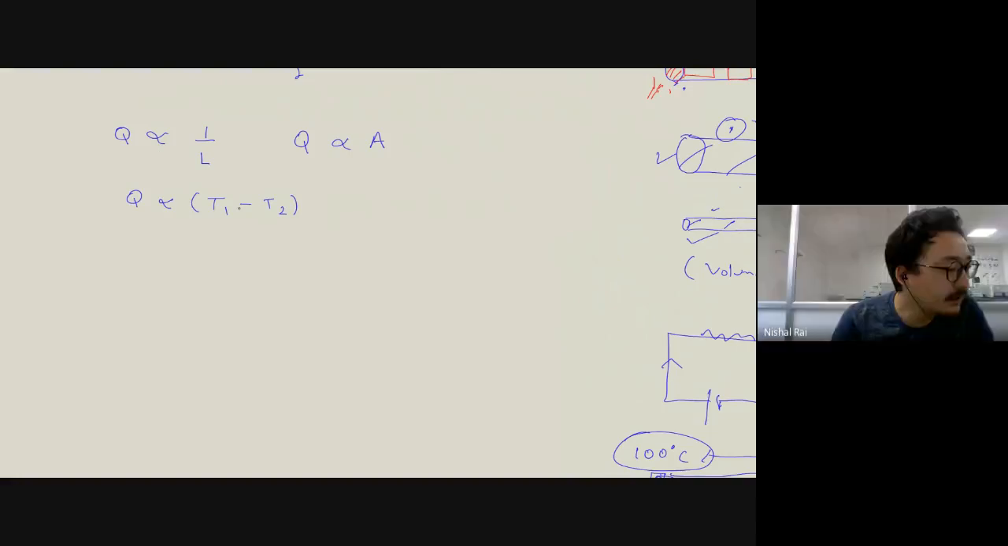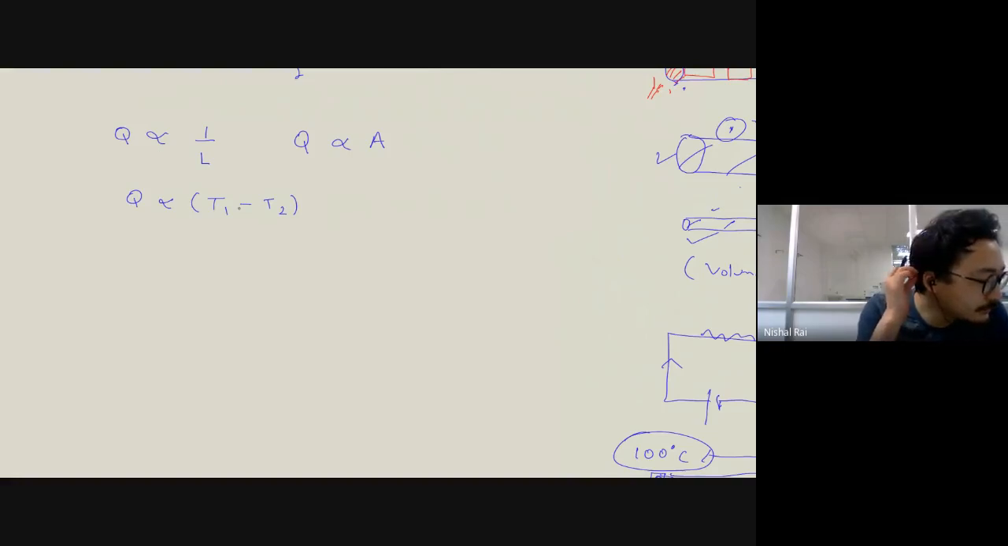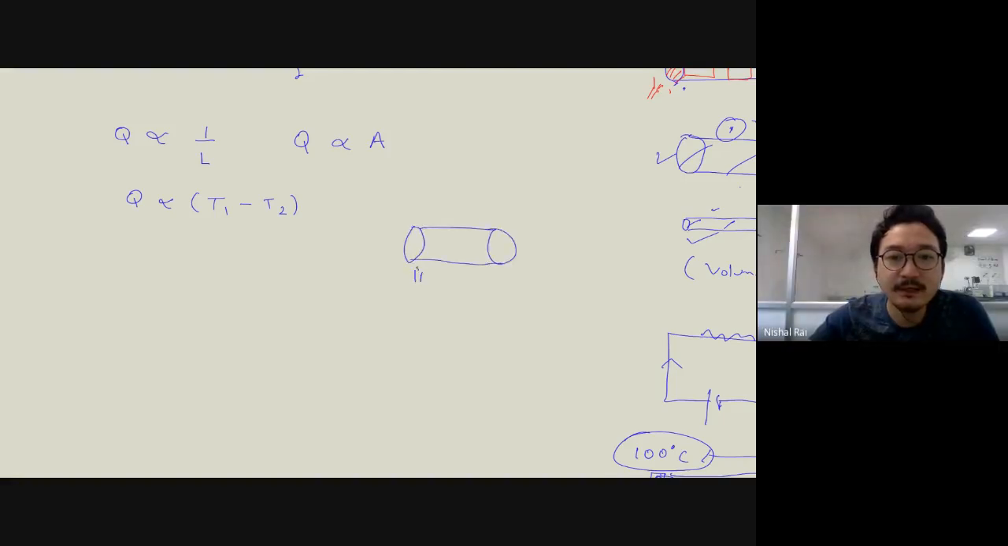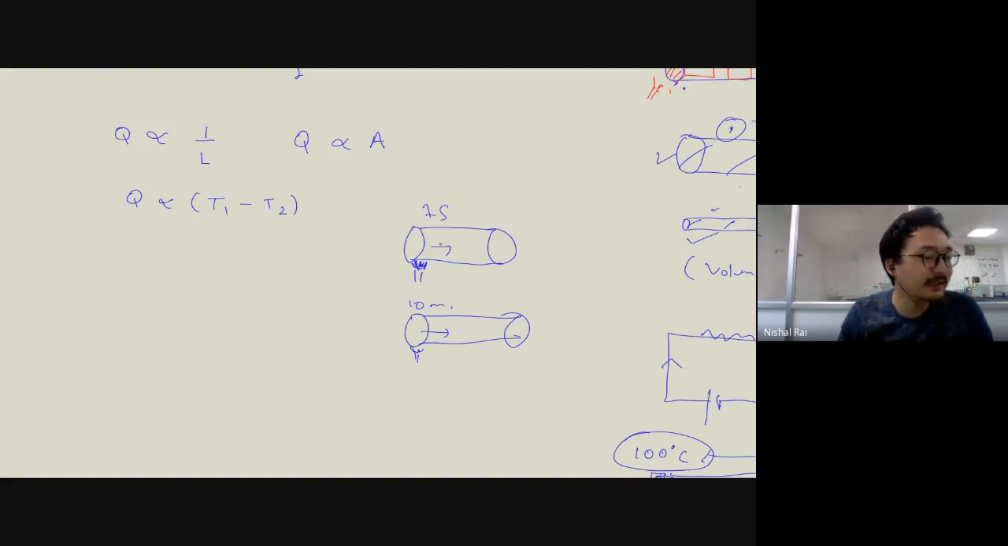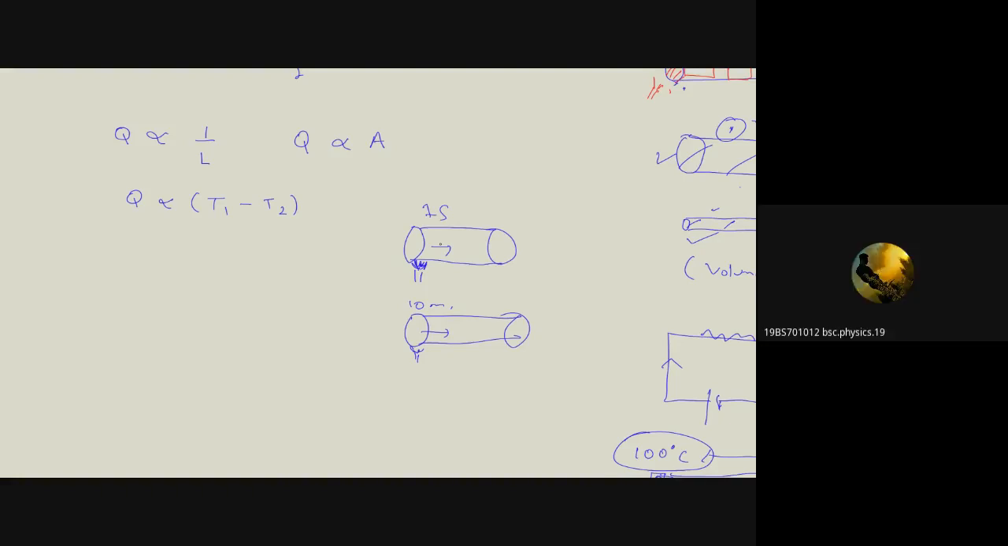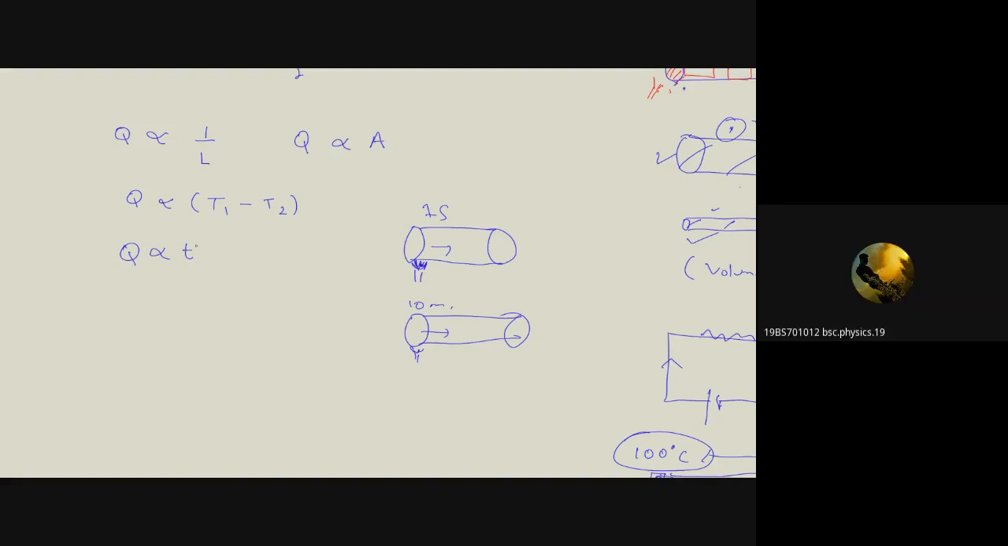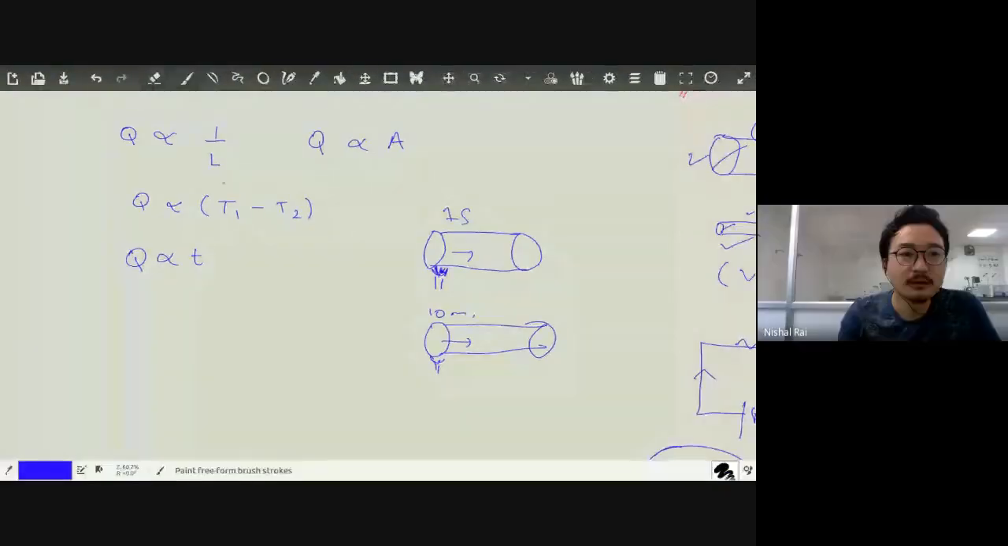Now finally, it will depend on what? Material. Yes, that is correct. If you heat this side of a metal bar for 1 second, and if you heat this side for 10 minutes, where will the transfer of heat be more? 10 minutes. Okay, so you can write your heat is proportional to the time. Is it okay? Now if you combine all this, what will you get?